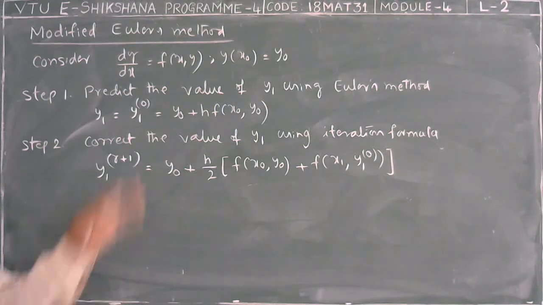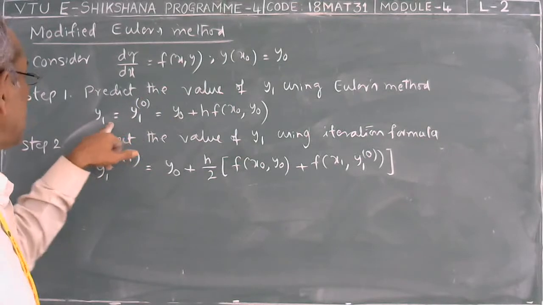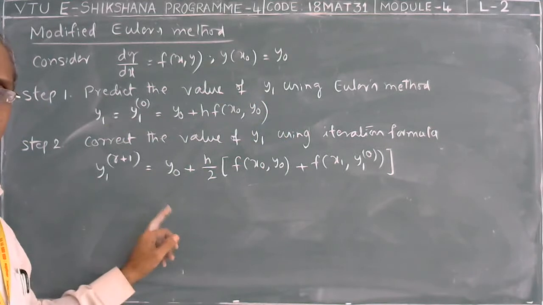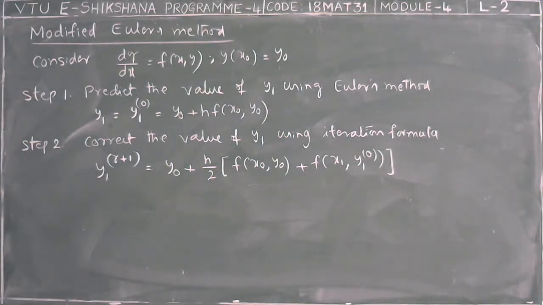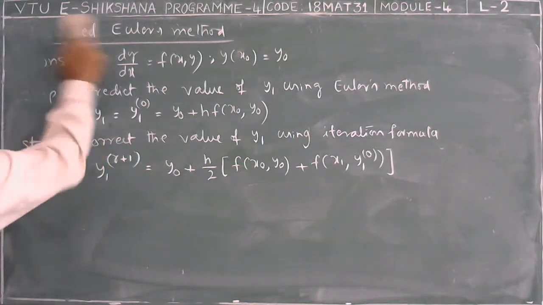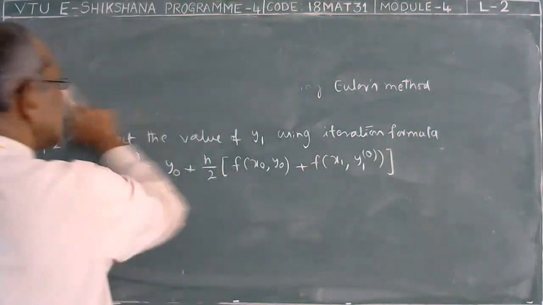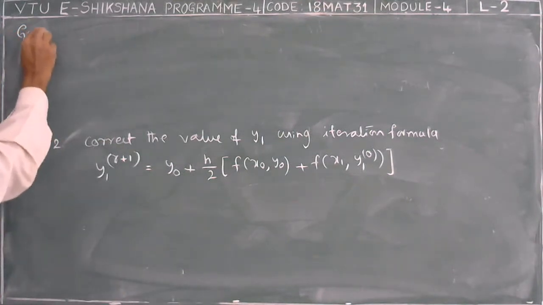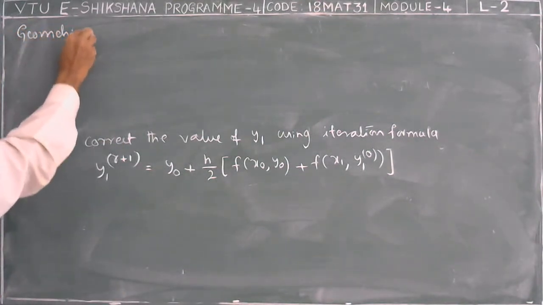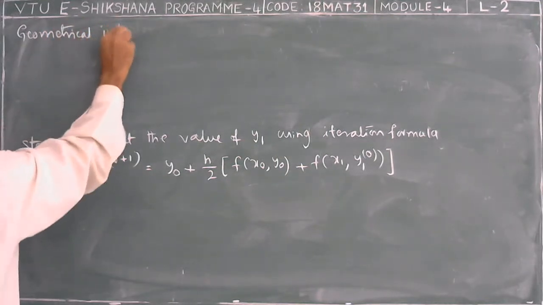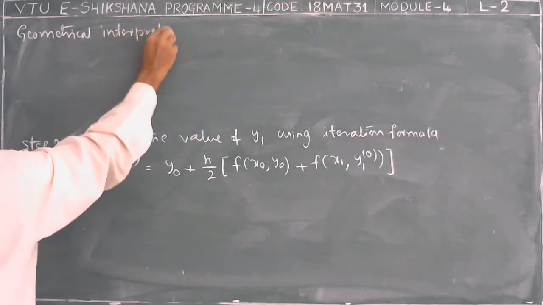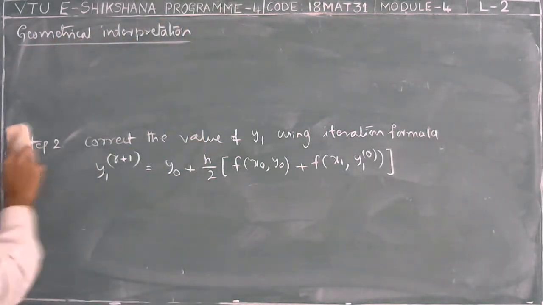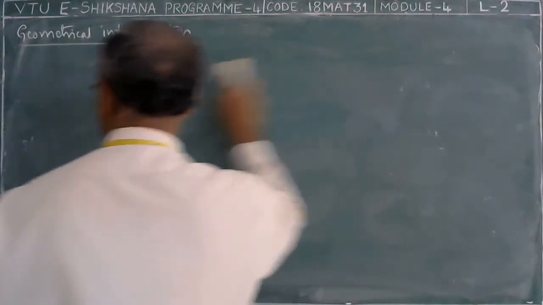So, in this method, what we do? We first find the value of y1 using Euler's method. Then we correct it by the iteration formula. So, what is the geometrical interpretation of this? So, let me write the geometrical interpretation of modified Euler's method. I make it very simple.